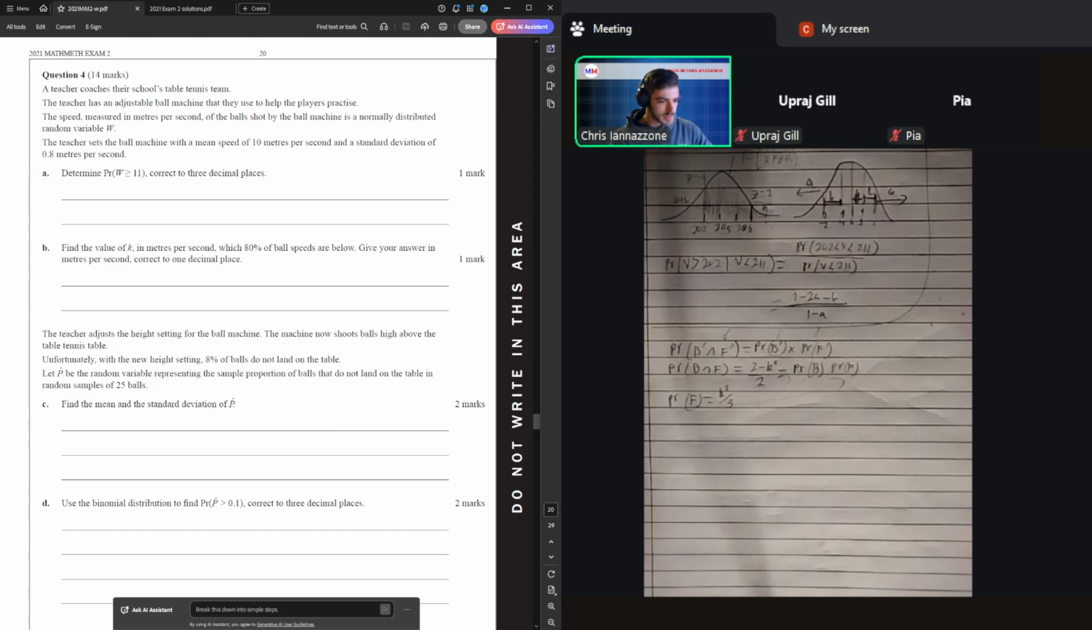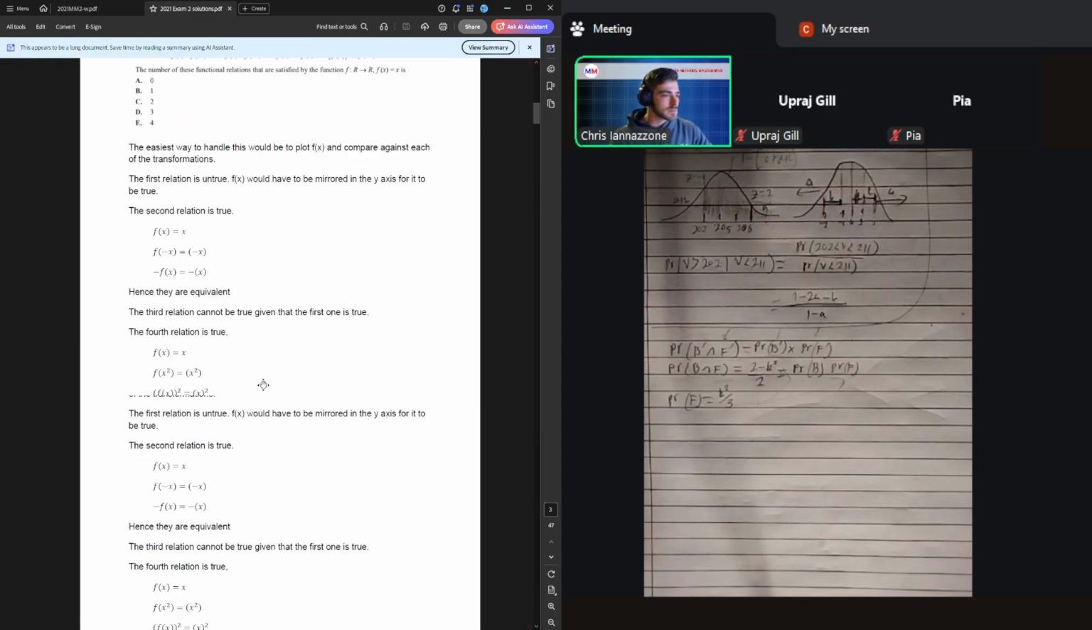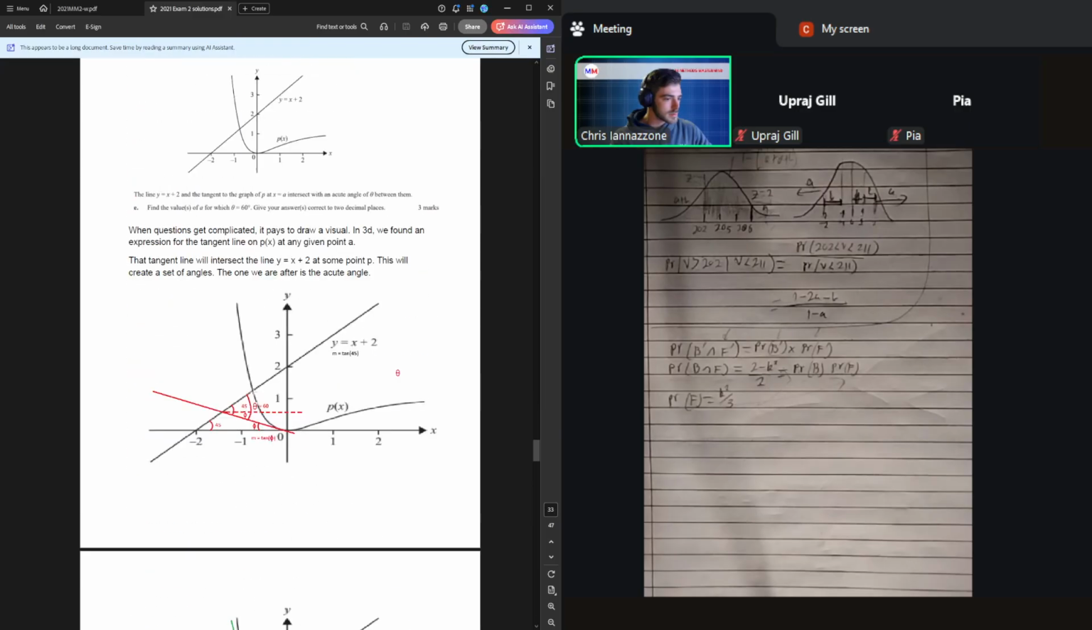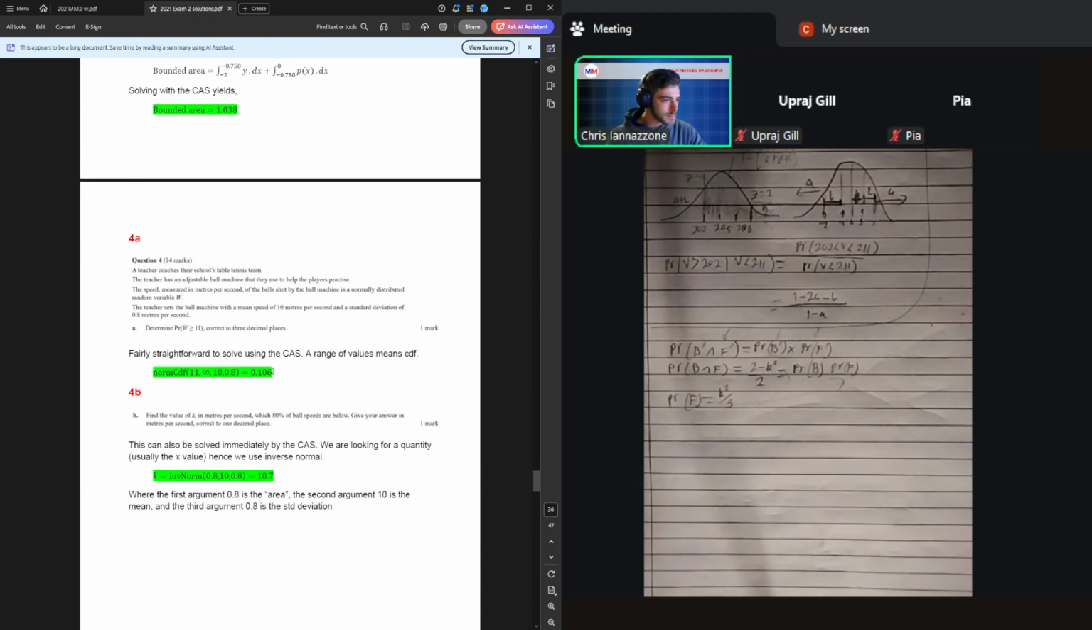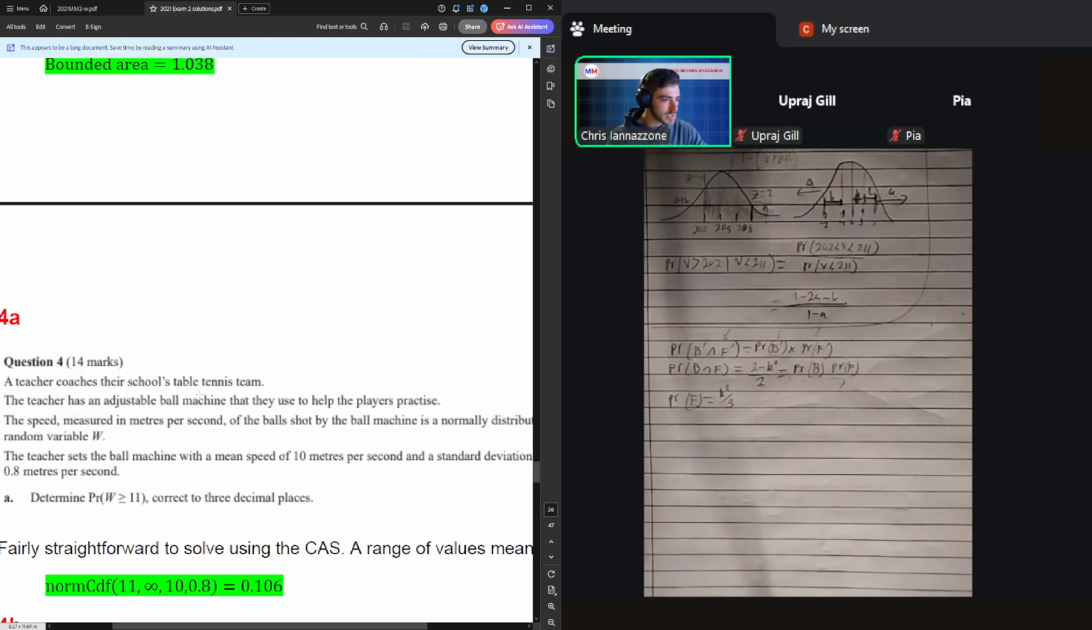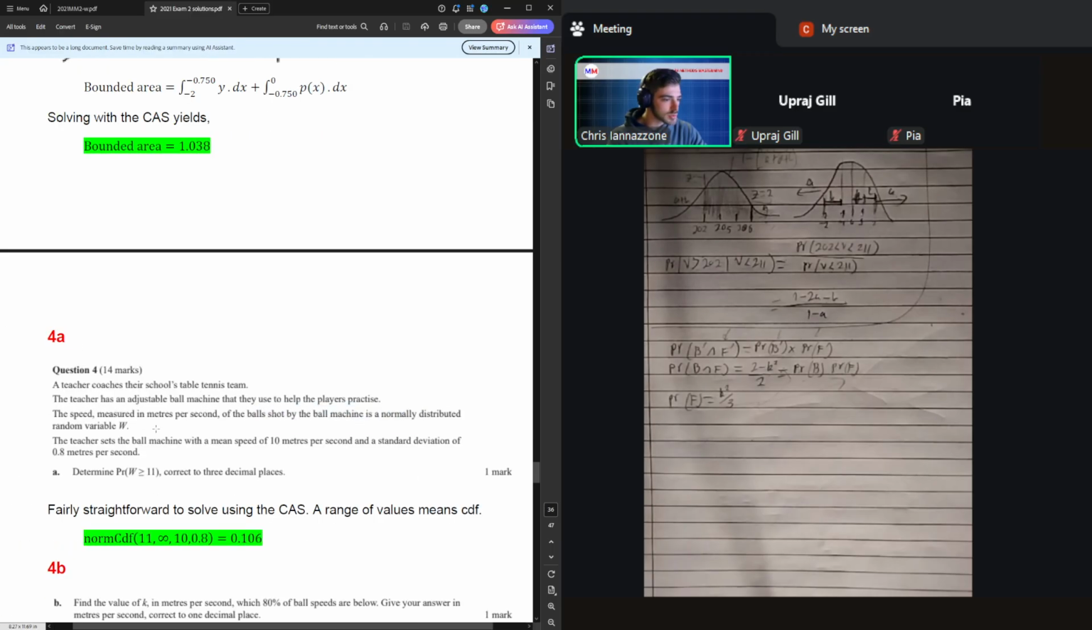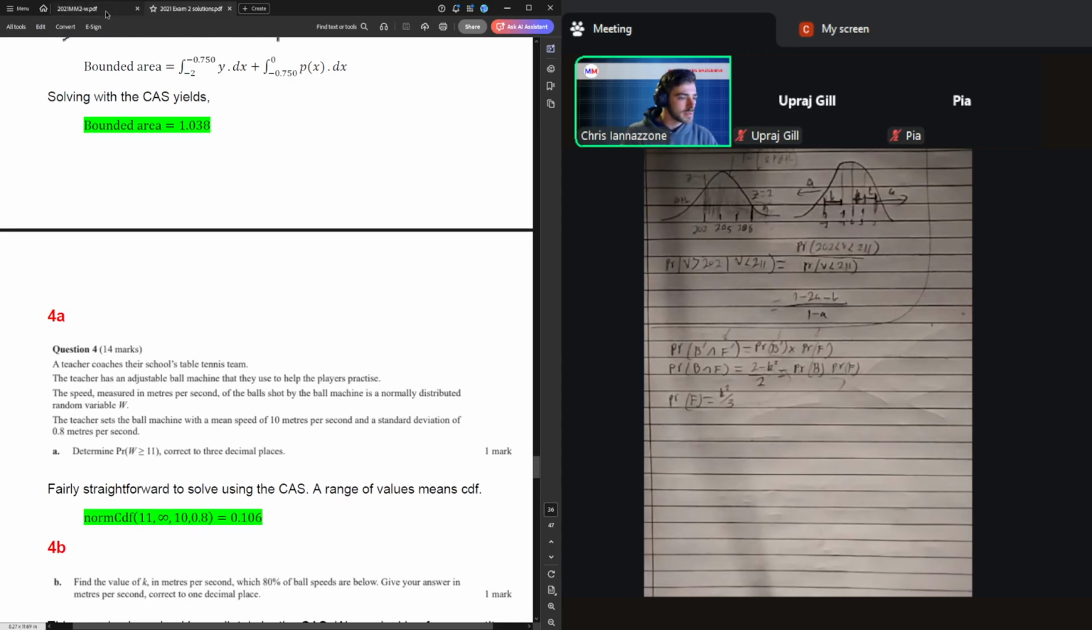Point 106. 106 is correct. Yeah, absolutely. So we have a look for A. Plenty of things going on there. So we have, firstly, it's normally distributed. We got the mean, we got the standard deviation, and then this is a CDF scenario because you're looking for all outcomes greater than or equal to 11. Lower bound 11, upper bound infinity, mean of 10, standard deviation 0.8. Yeah, fairly standard question. Nice.